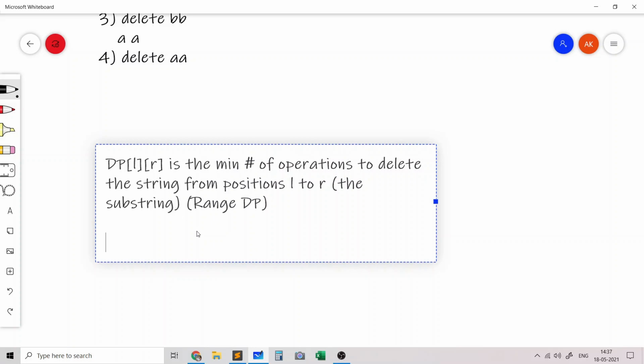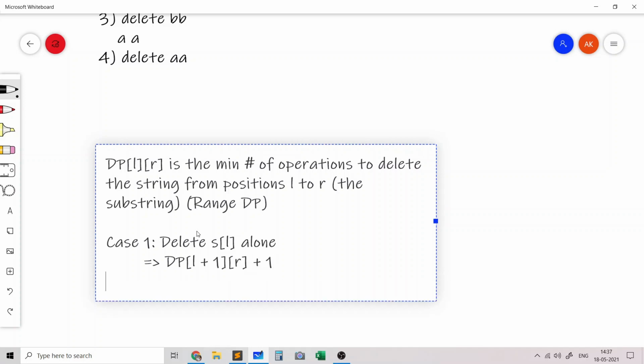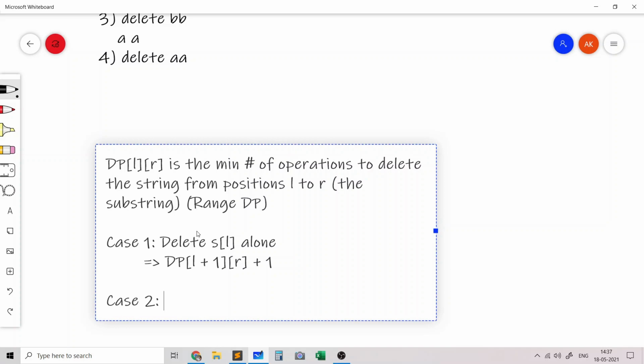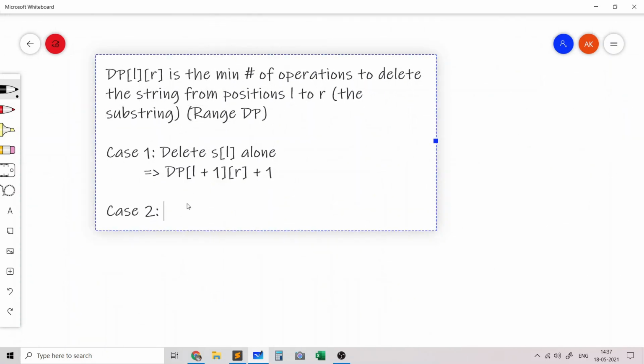Then the way we would do our transition is very similar to the previous problem. So in the first case, we would delete S of L alone. This means that the number of operations would be 1 plus dp of L plus 1 to R, because one operation is for deleting S of L, and dp of L plus 1 to R is the minimum number of operations to delete the substring from L plus 1 to R.